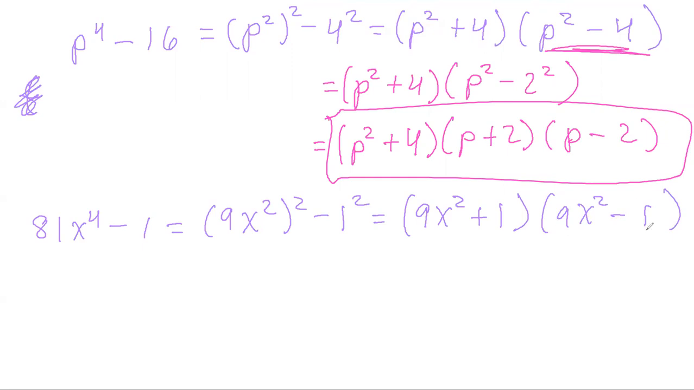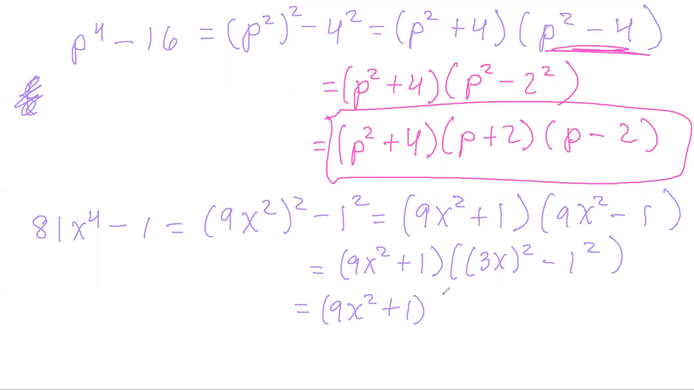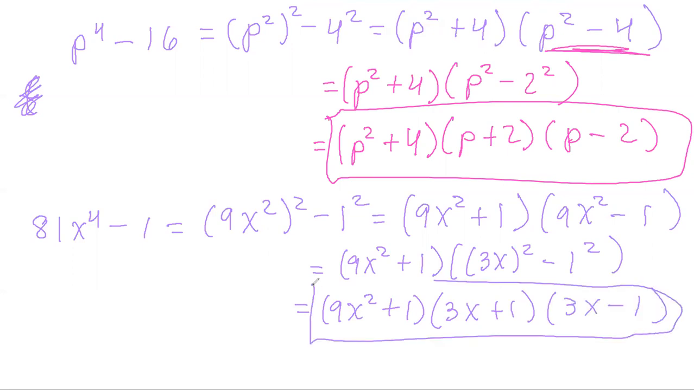And again, I still have a difference of squares here. So the 9x squared plus 1 sticks around. But here I can write this as 3x squared minus 1 squared, which is the same thing as 3x plus 1 and 3x minus 1. So of course the 9x squared plus 1 sticks around. So this is my final answer for this problem.